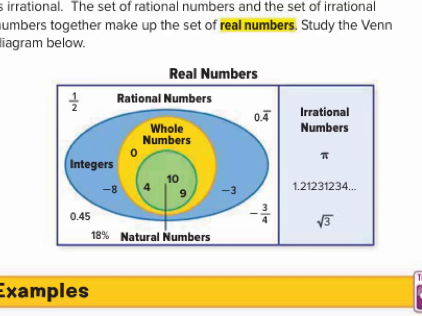Next, we have integers within that, such as -8 and -3. Then we have our whole numbers such as 0 and natural numbers 4, 10, 9. Natural numbers are kind of like our counting numbers, 1, 2, 3, 4, 5. Whole numbers, working our way back out, brings in 0. Integers brings in the negative numbers, and rational numbers brings in all those others that can be written as a over b that aren't integers, whole, or natural.